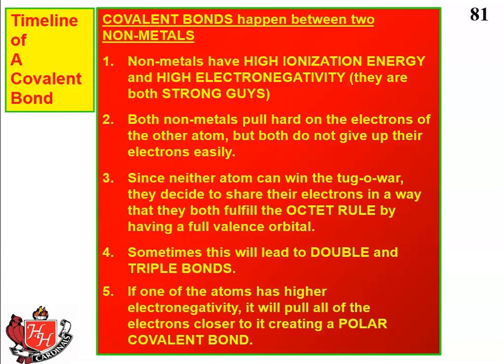And five, if one of the atoms has higher electronegativity, it will pull all of the electrons closer to it, creating a polar covalent bond. So if two different atoms are together with different electronegativities, even though they're both nonmetals or both strong guys, if one of them is a little bit stronger, it won't totally take the electrons away from the weaker one, but it will tend to pull the electrons toward it. So that side, the one with the higher electronegativity, will be more negative. That'll be the negative side of the polar molecule, and the other one, the less electronegative atom, will be more positive because the electrons are being pulled away from it slightly.